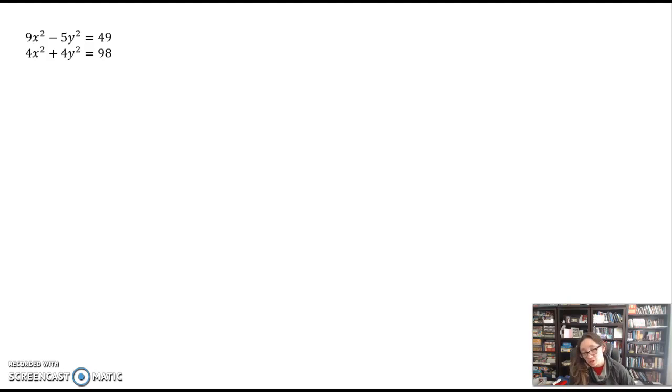Hi everyone, there was a question about the nonlinear system, so I just want to go through an example of the system. So here we have 9x squared minus 5y squared equals 49, and 4x squared plus 4y squared equals 98. So we have our like terms lined up. You do the same thing if you had first powers.